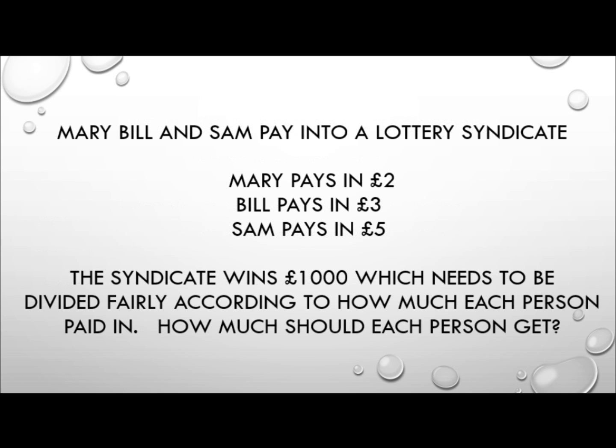And this brings us to the question on the opening slide. Mary, Bill and Sam pay into a lottery syndicate. Mary pays in £2, Bill pays in £3 and Sam pays in £5. The syndicate wins £1,000, which needs to be divided fairly according to how much each person paid in. So how much should each person get? I'm going to leave you to think about that one. Why don't you take some time, pause the video, try it out for yourself, and then I'll give you the answer at the end.